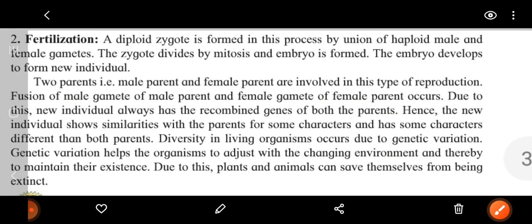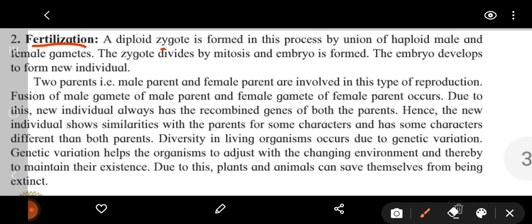Then the second step is fertilization. After the formation of gametes, the union of the gametes leads to fertilization. A diploid zygote is formed in this process by the union of haploid male and female gametes. The zygote divides by mitosis and an embryo is formed. So you must know the sequence.